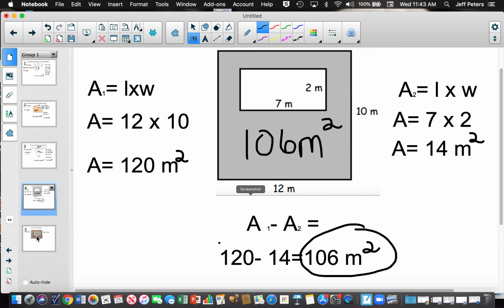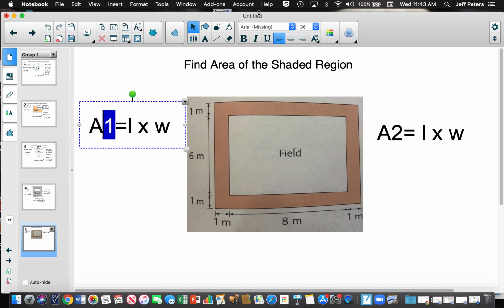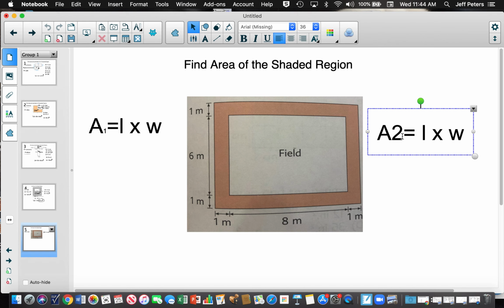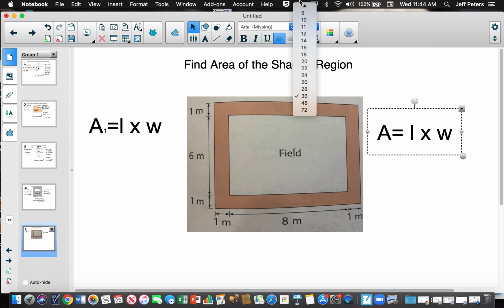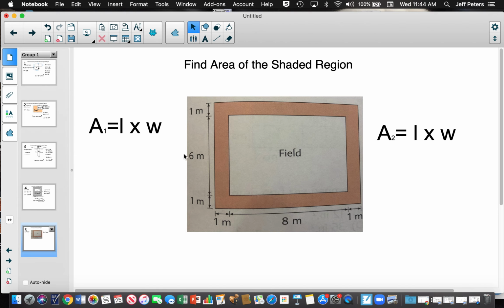Okay, let's go on to the next page, boys and girls. Again, go ahead and copy this down if you have not already done so. We're going to be solving this problem in a similar way to the last one, where we're solving for two different rectangles. In this case, we have this framed field. We have the unshaded region in the middle, and then we have the shaded region on the outside.